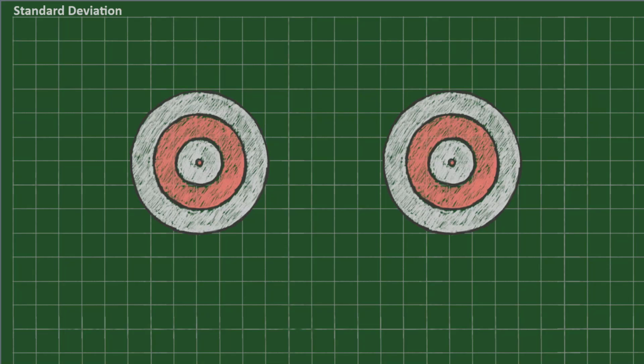Hello good people, I'm going to talk about standard deviation. Standard deviation indicates the spread of data around the mean value. Before I explore the calculation of the standard deviation, it would be a good idea to get a conceptual understanding of what it actually is.